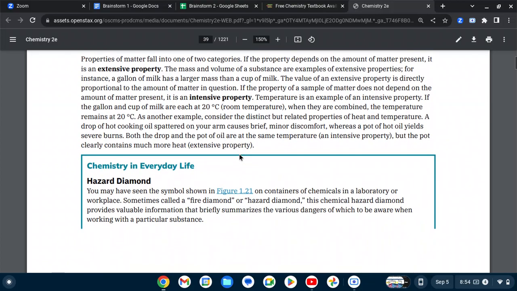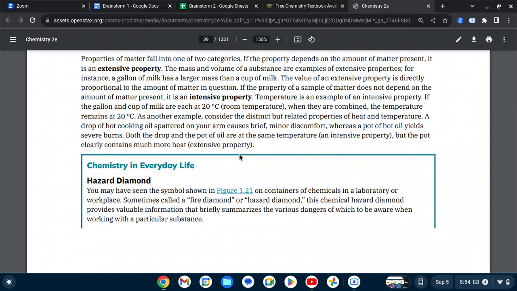So properties of matter fall into one of two categories. If the property depends on the amount of matter present, it is an extensive property. The mass and volume of a substance are examples of extensive properties. For instance, a gallon of milk has a larger mass than a cup of milk. The value of an extensive property is directly proportional to the amount of matter in question.